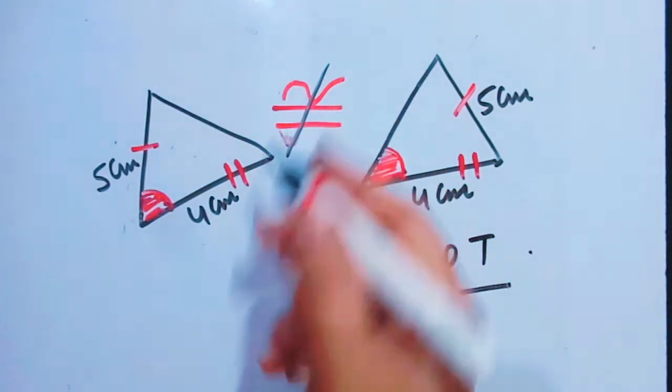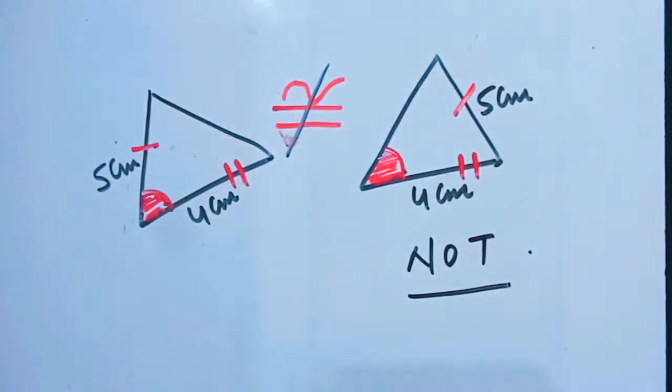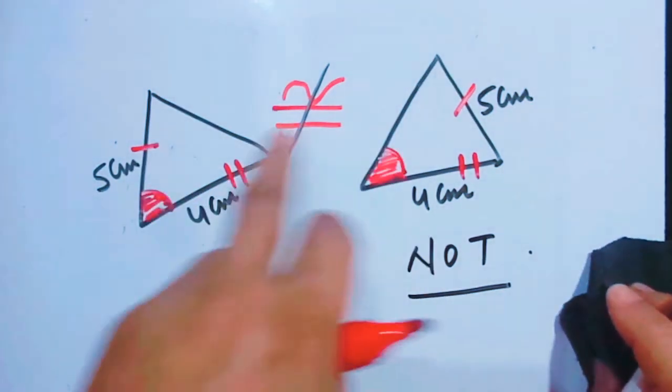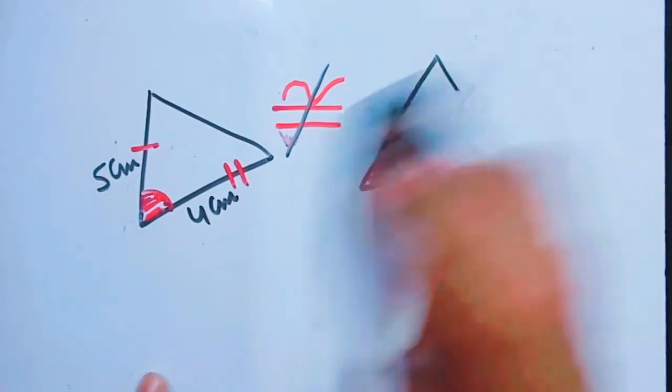We will not write not congruent by side angle side. We will just write not congruent, because none of the rules or the conditions fit into these two triangles. Isn't it? Let us take two more triangles and then you will really understand the difference.